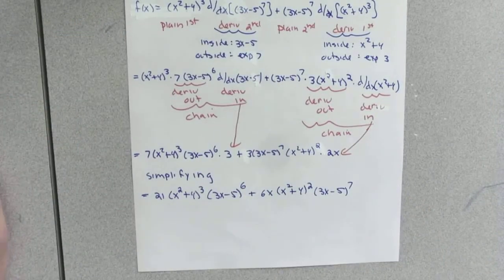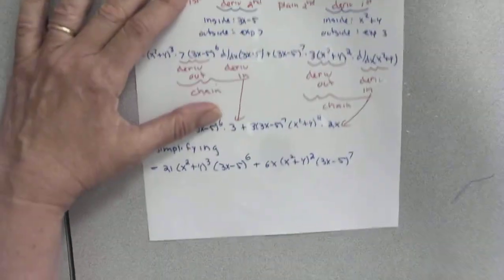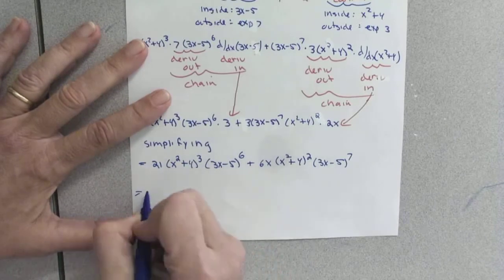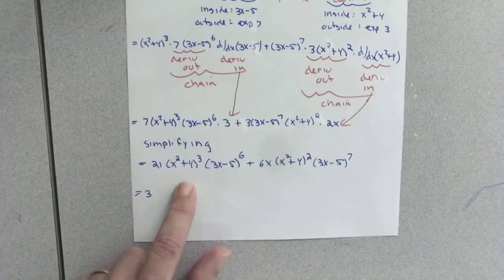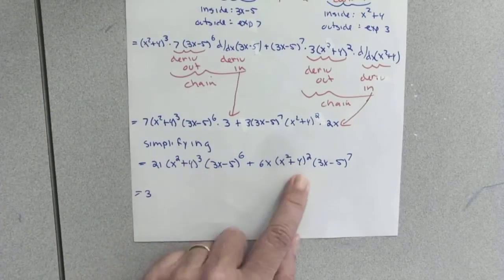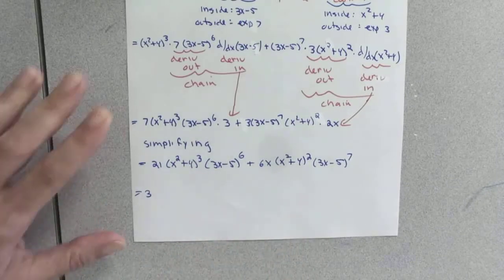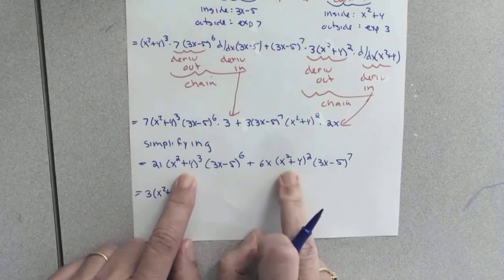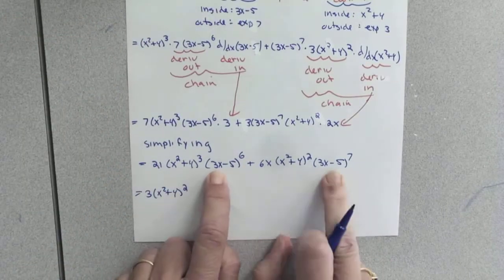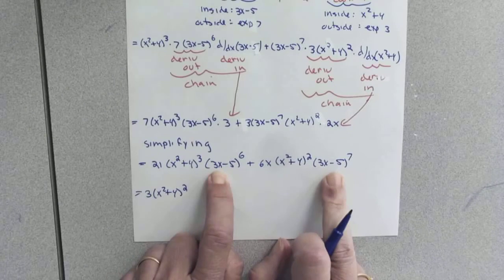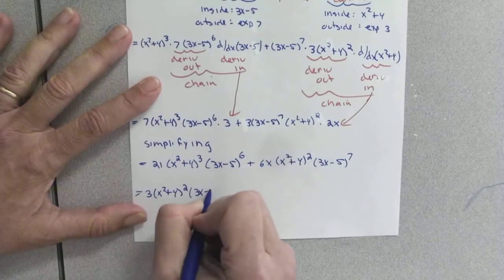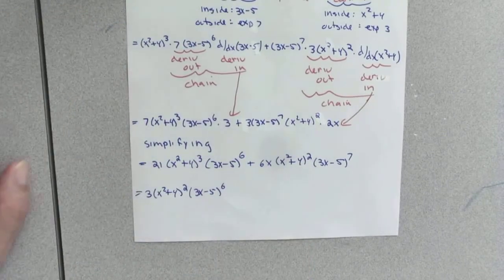And then this simplifies some more by factoring. There's all sorts of factoring we can do here. 21 and 6, both divisible by 3. x squared plus 4 cubed, x squared plus 4 quantity squared. I could take out an x squared plus 4 quantity squared. Take out the smallest power from both of them. And the same thing here, 3x minus 5 to the 6th, 3x minus 5 to the 7th. I can factor out a 3x minus 5 to the 6th.